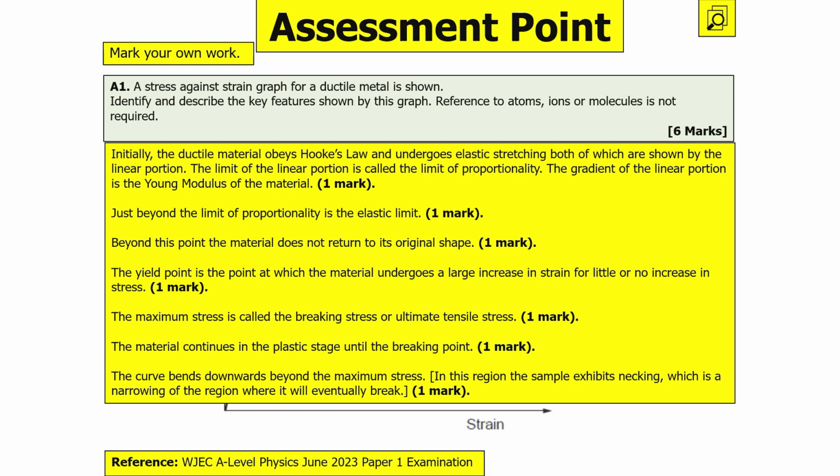The material will continue in the plastic stage until the breaking point. Now the curve bends downwards beyond the maximum stress because this sample is necking. It is exhibiting a region where it is extending without much stress being applied, or change of stress being applied to it.